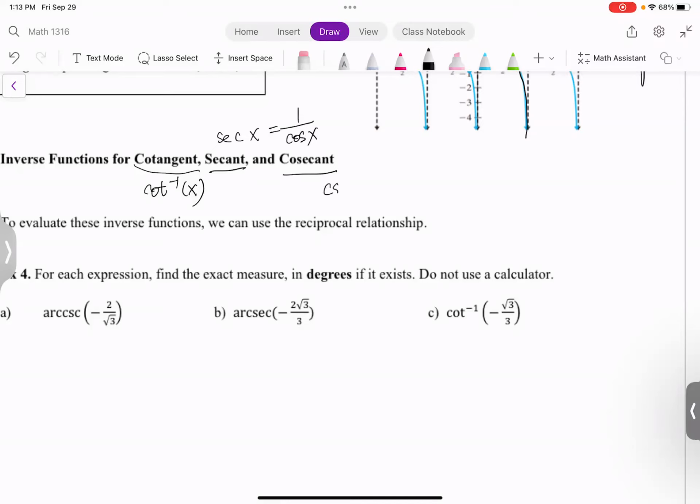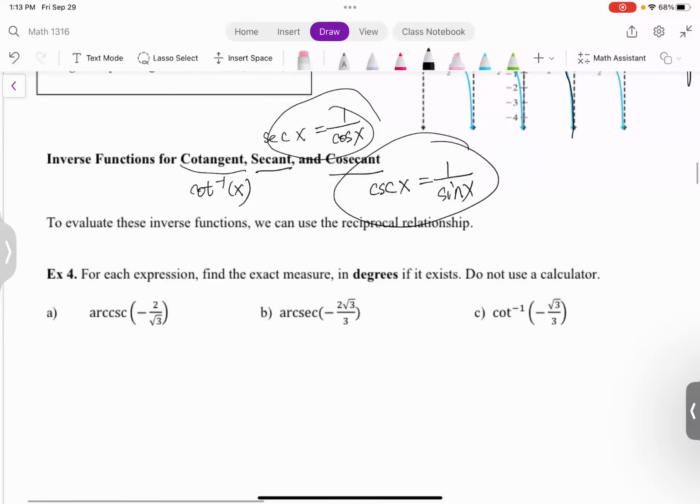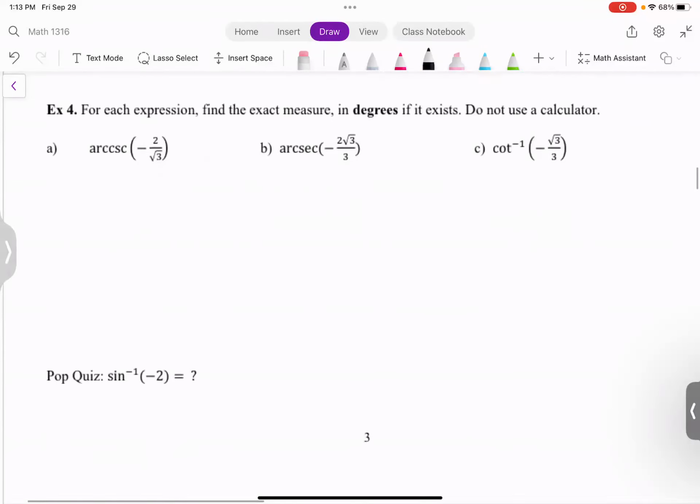Cosecant. That's 1 over sine x. If these two relate to sine and cosine, I can find the sine or cosine first, and then I can find the x. Let's see the first example.